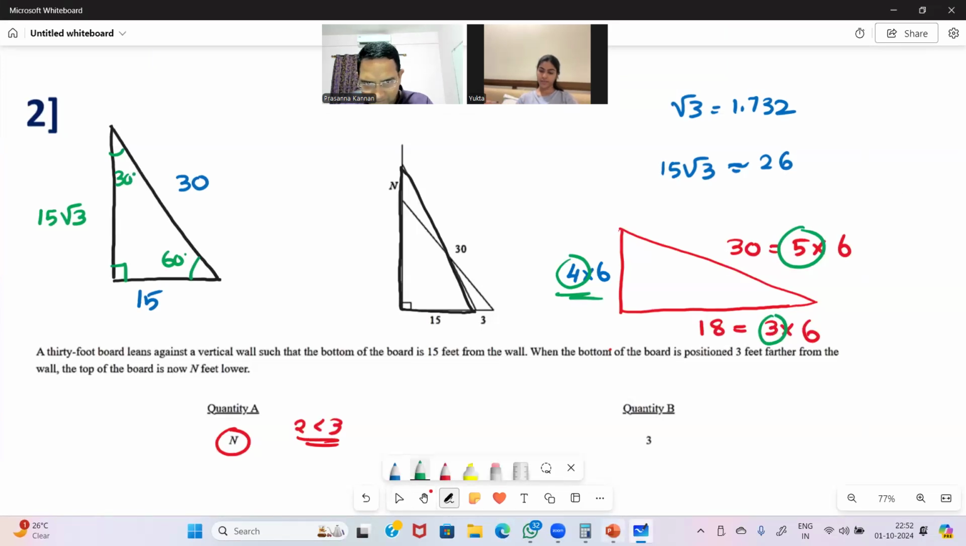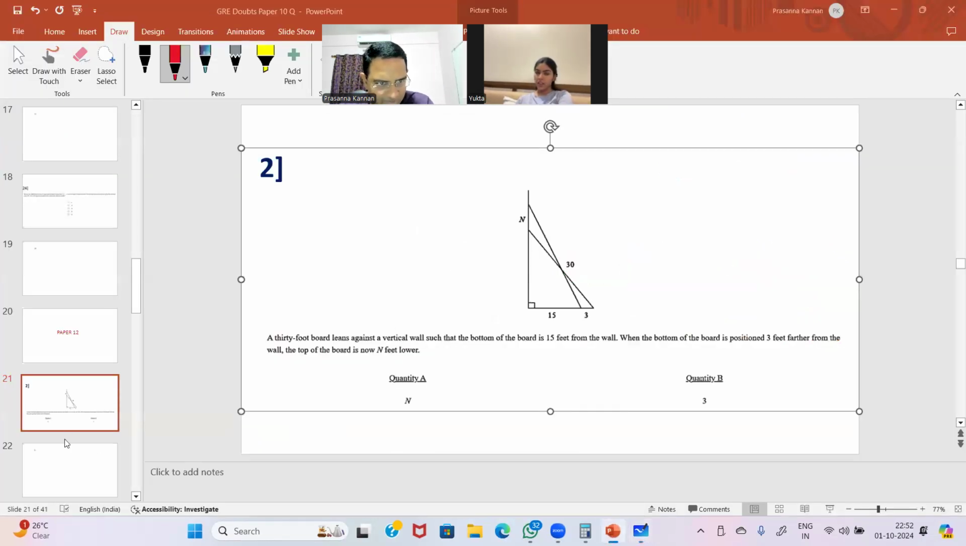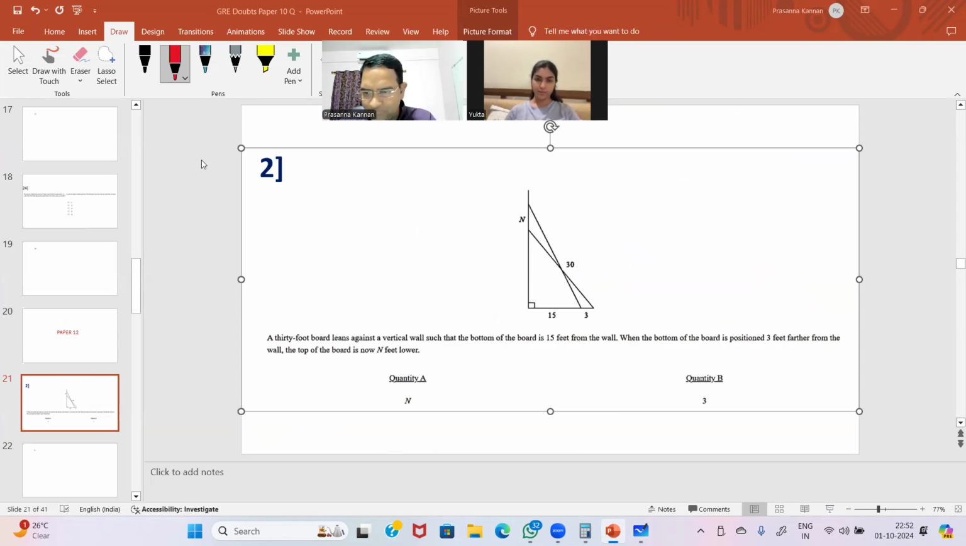Yeah. Good. So anyway, I will send in the key for paper 11, paper 12, and also 13 and 14. 13 and 14, did you get a chance to do? No, I'll do it tomorrow morning. Yeah, sure. No problem.